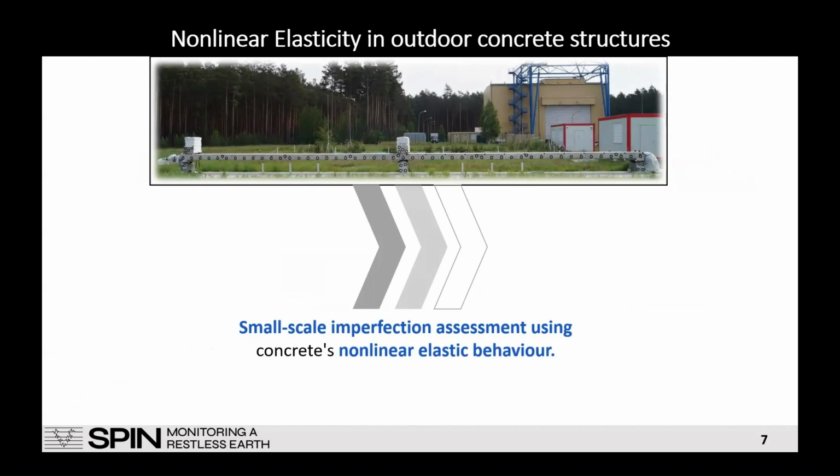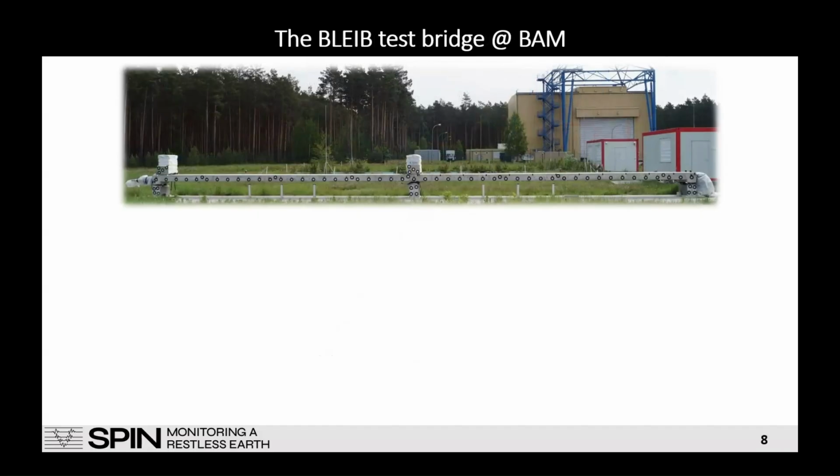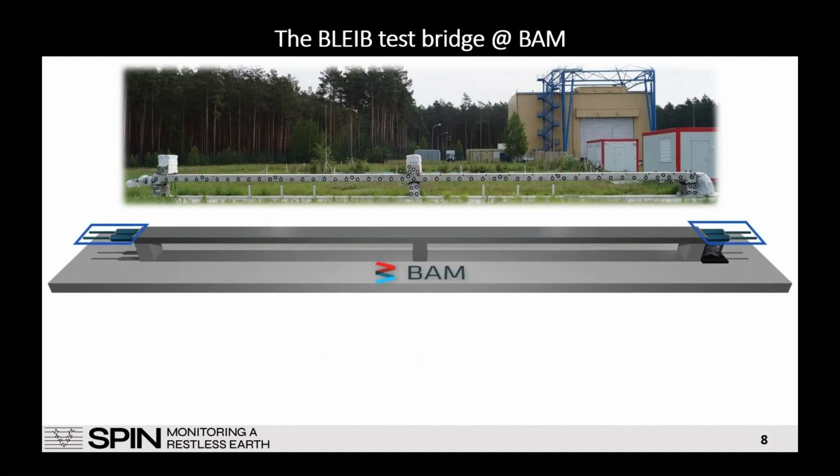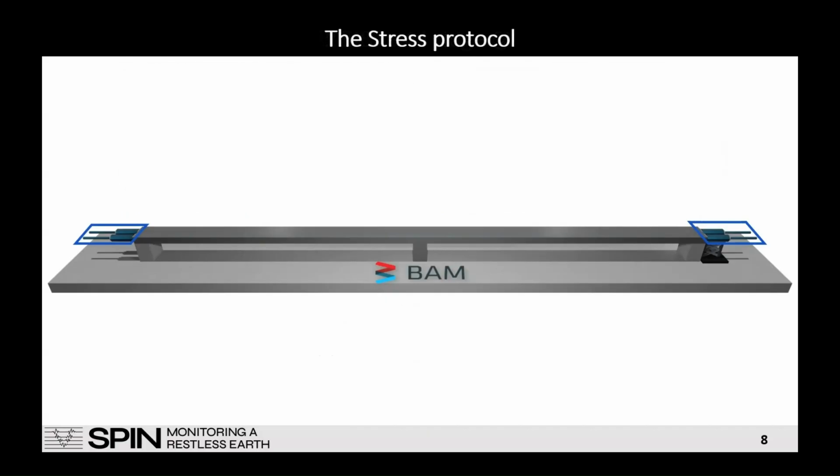So in this work, we aim to perform small scale imperfection assessment using concrete's nonlinear elastic behavior. And to do so, this structure is the perfect candidate. This is the BLADE structure. The BLADE structure is a 24 meter long reinforced concrete test bridge located at BAM facilities. The features of this structure make it suitable for this experiment because it is equipped with a pretension system that essentially allows us to compress the structure in the longitudinal direction in a very controlled manner.